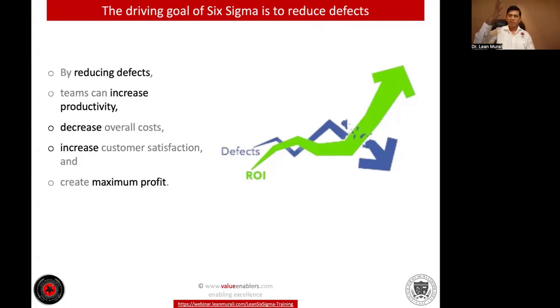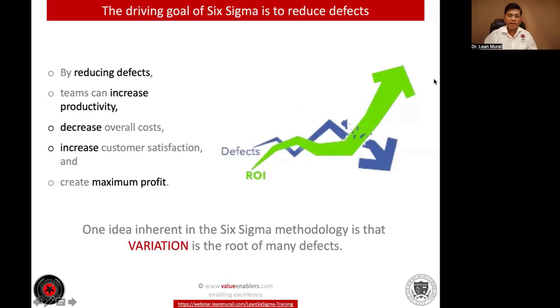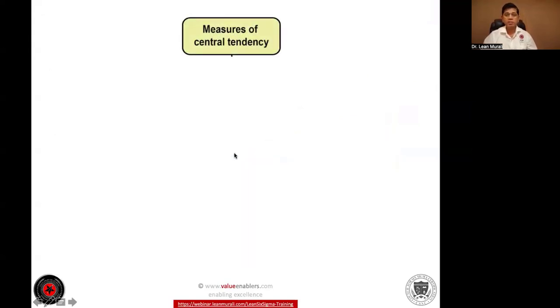And that is where we are talking about Six Sigma here. One standard deviation is called sigma, SD or sigma. This is fundamental to this whole Six Sigma methodology. This is what sigma is. Awesome. Now, one idea inherent in the Six Sigma methodology is that variation is a root cause of many defects. That is the whole basis of this methodology.